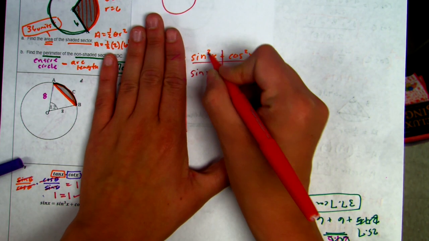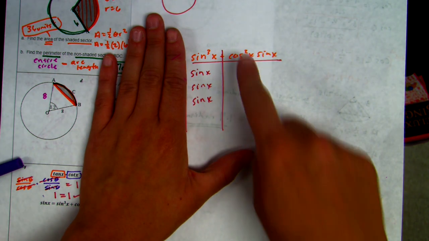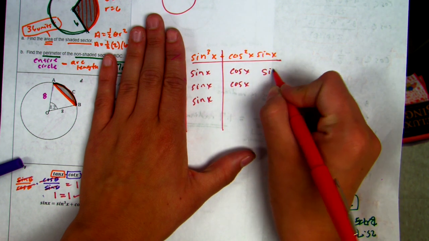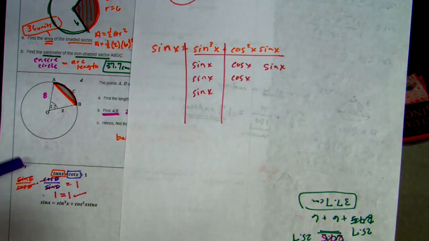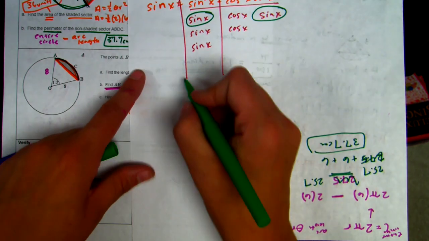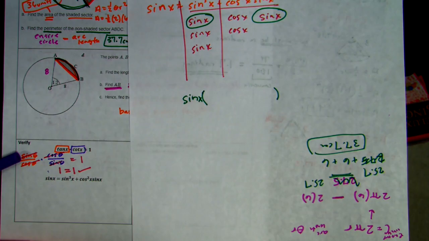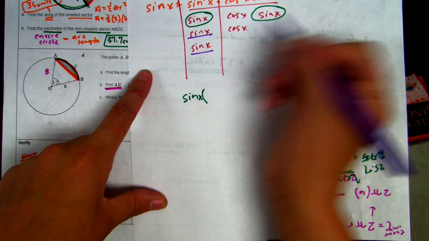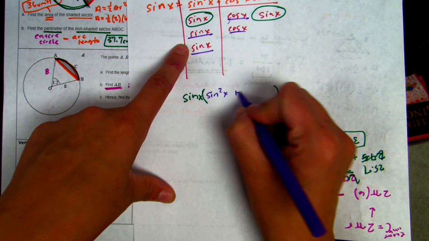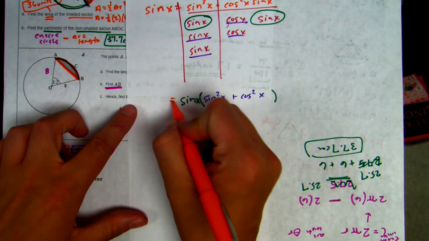I've got sine to the third of x. That means I have 3 sine x's. I have cosine squared of x, so I'll write 2 cosines. And then I have 1 sine of x. I'm going to circle what they have in common. The only thing I see in common here is sine of x. That's then what goes on the outside because it is what I factored out. Then what I'm left with inside the parentheses is sine squared of x, because there's 2 of them, plus cosine squared of x. All of that is still equal to sine of x.